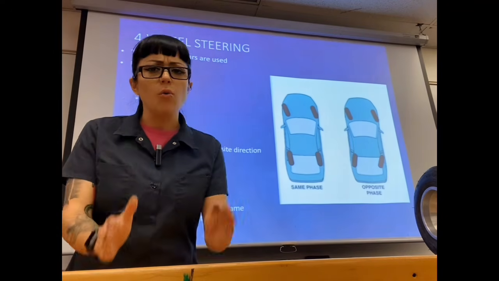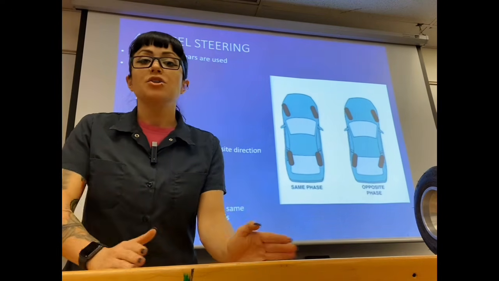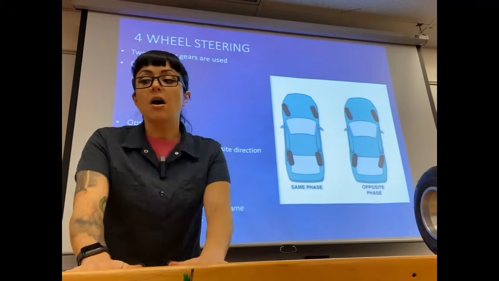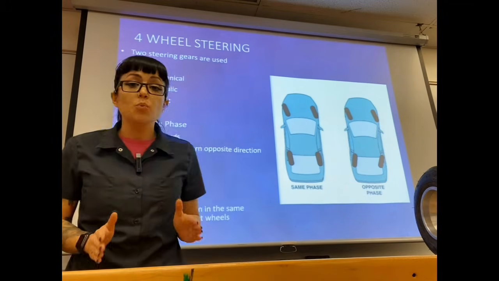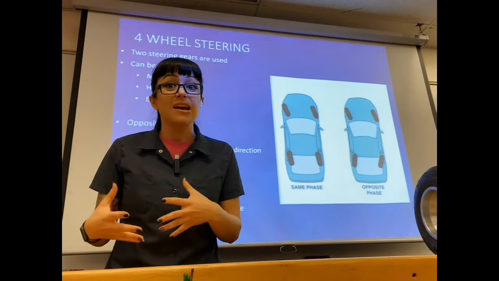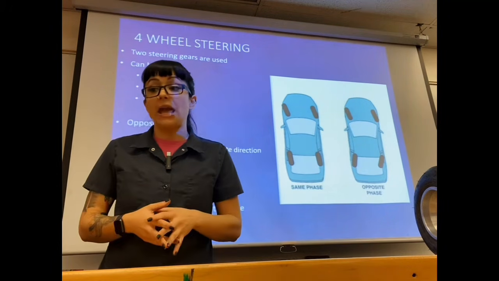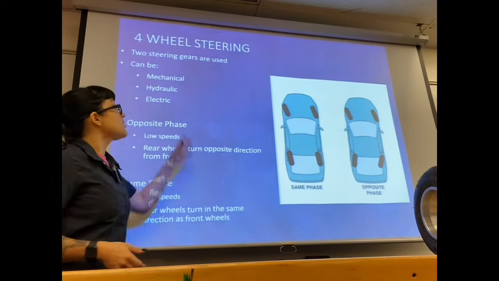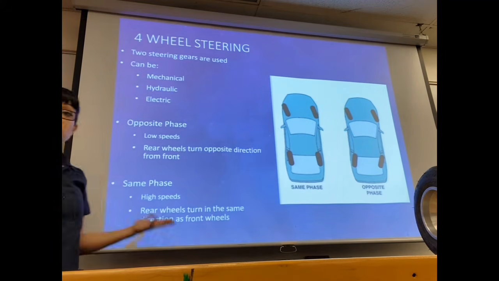Our front wheels are always going to be our main turning wheels. However, on a four-wheel design, the rear wheels will turn. They just won't turn as much as your front wheels, because if they did, the car would be very hard to handle. Now, these designs can either be mechanical, hydraulic, or electric in nature.